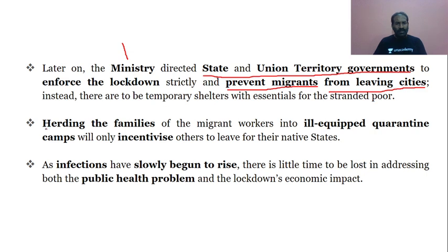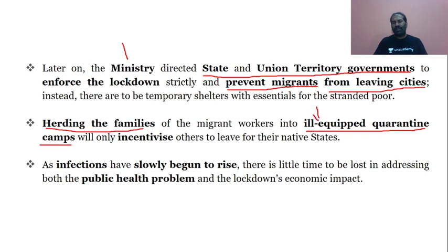And then the herding of the families of the migrant workers into ill-equipped quarantine camps, as I said. They would first be stopped, strictly locked down at the respective borders of the national highway states, and then they would be quarantined. And here, what is the other challenge is that the quarantine camps are ill-equipped.